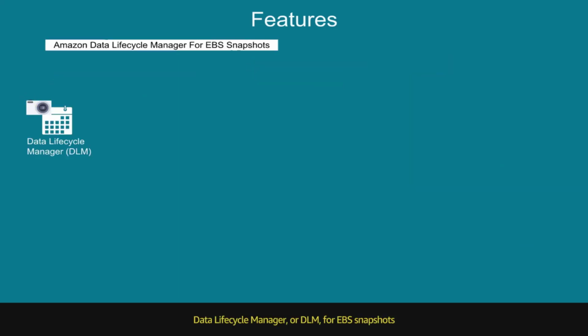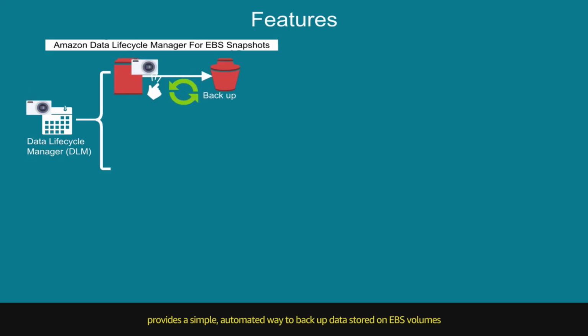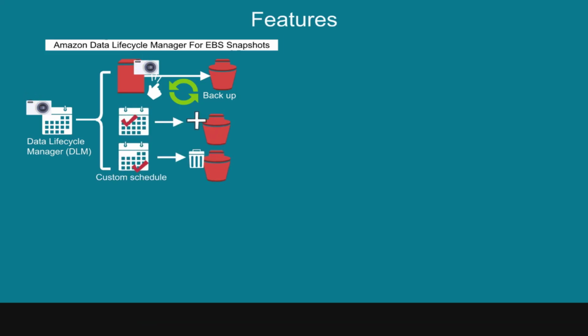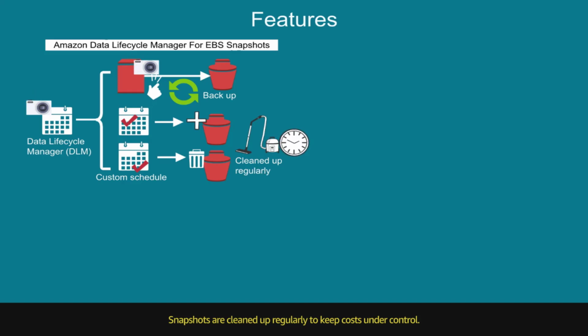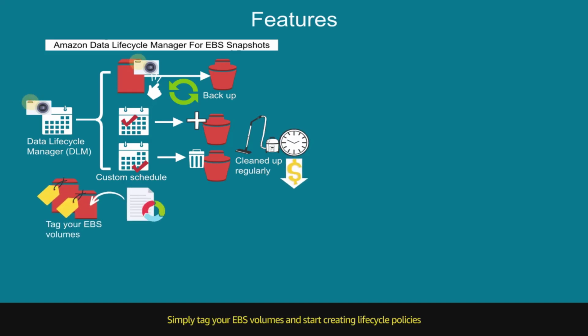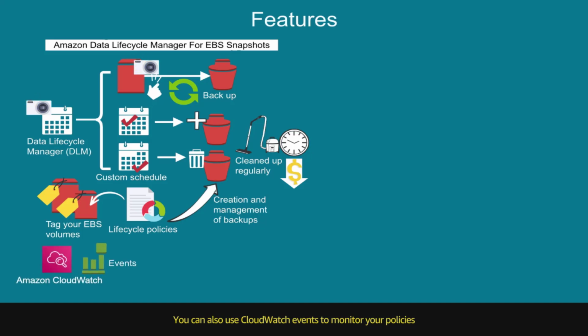Data Lifecycle Manager for EBS Snapshots provides a simple, automated way to back up data stored on EBS volumes by ensuring that EBS snapshots are created and deleted on a custom schedule. Snapshots are cleaned up regularly to keep costs under control. Simply tag your EBS volumes and start creating lifecycle policies for creation and management of backups. You can also use CloudWatch events to monitor your policies and ensure that your backups are being created successfully.